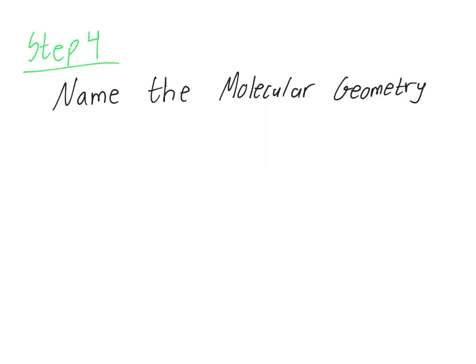Our last step would be to name the molecular geometry. That's why we call this a square pyramidal. And that's how you determine the molecular geometry of this ion.